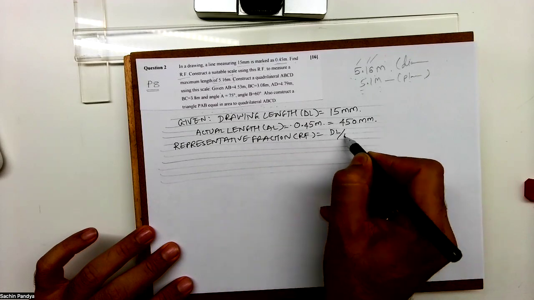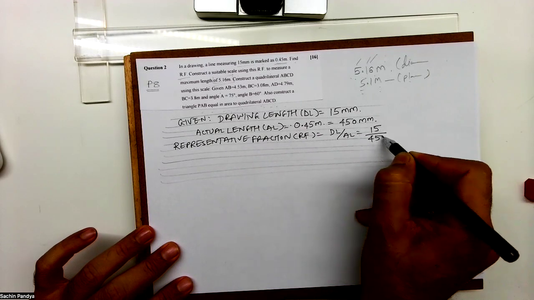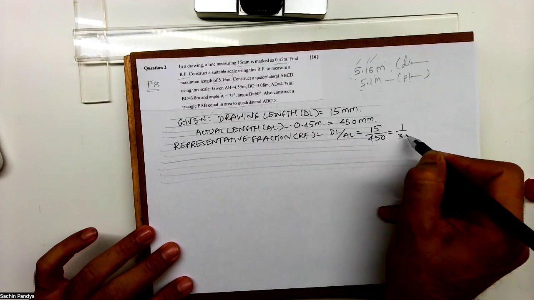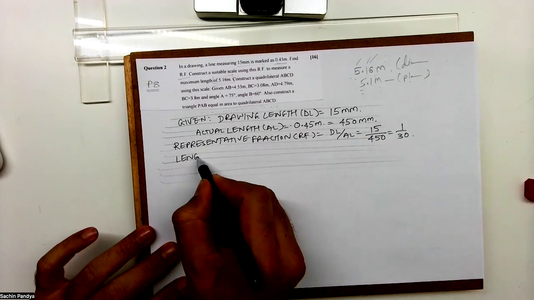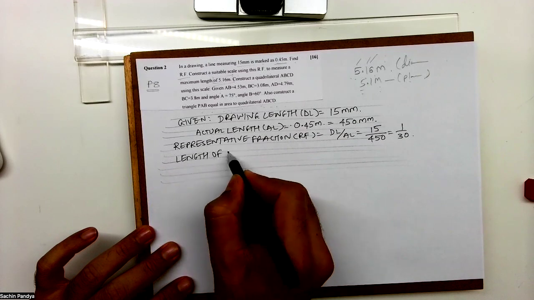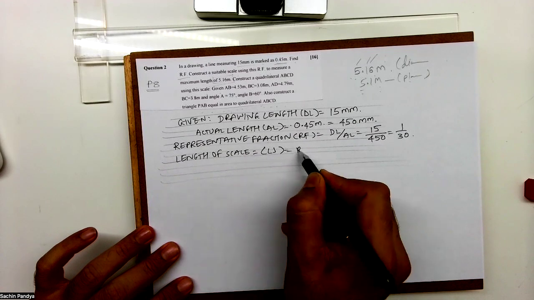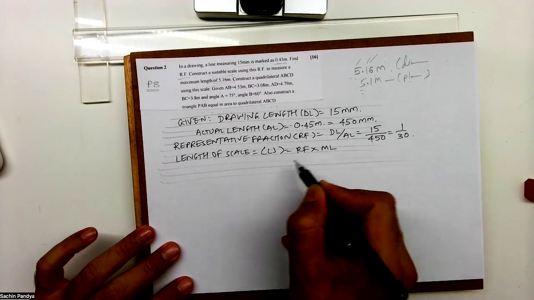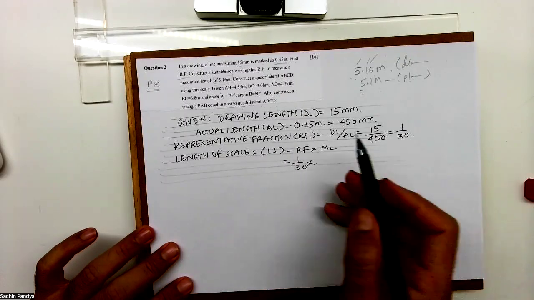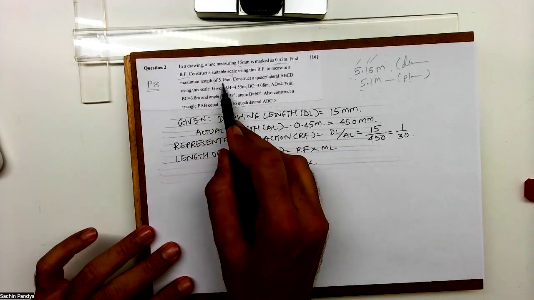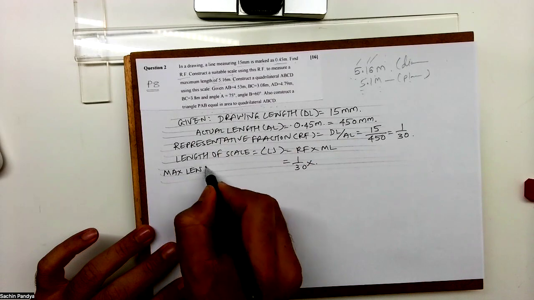RF is drawing length upon actual length. The drawing length is 15 and the actual length is 450. So 1 upon 30 is your RF. Now the length of scale: LS is equal to RF into ML. RF is 1 upon 30. The maximum length is 5.16 meter.